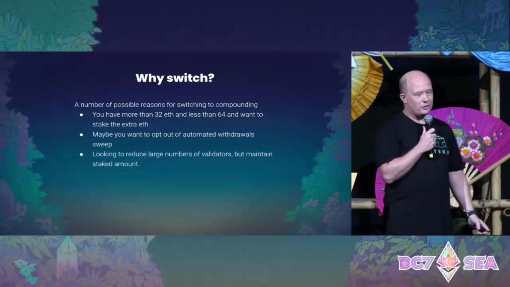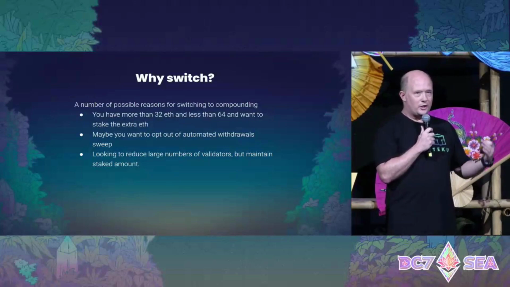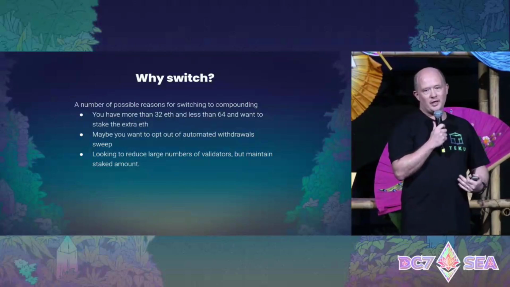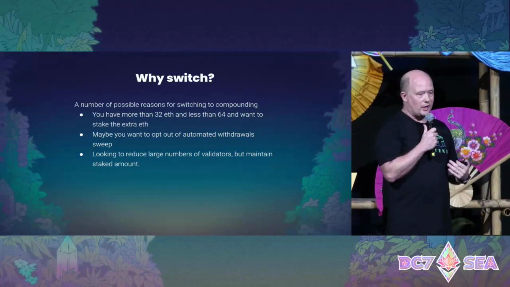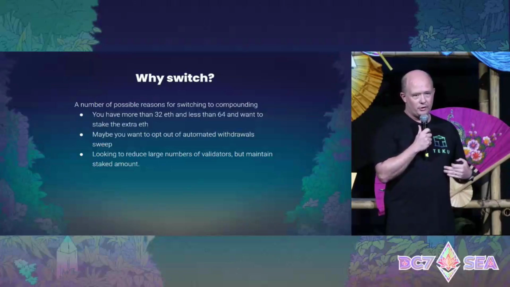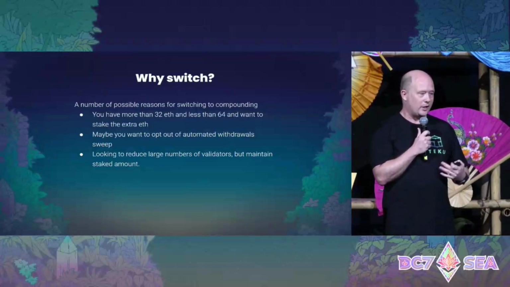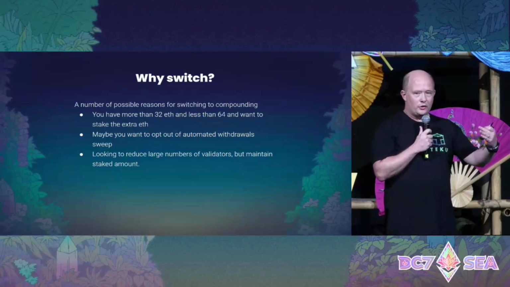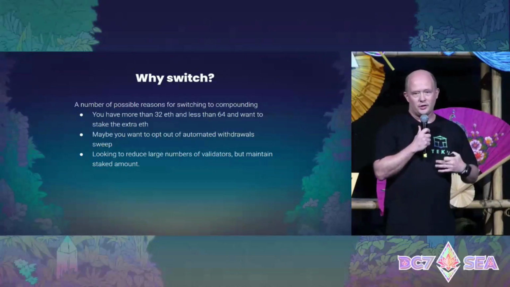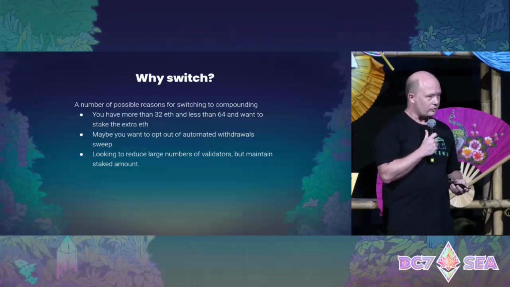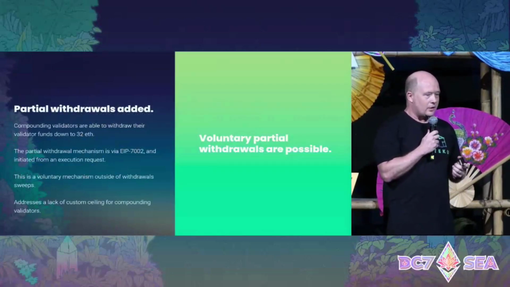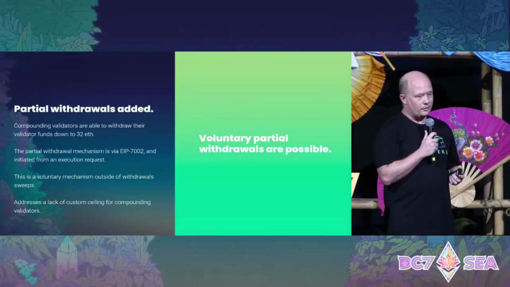As an institutional, you might wish to reduce the number of validators that you're running, but maintain the same amount of stake. So this would allow you to do that and potentially reduce infrastructure costs somewhat. And generally available will be the ability, which I'll talk about in a minute, to withdraw your balance down to as low as 32 ETH.